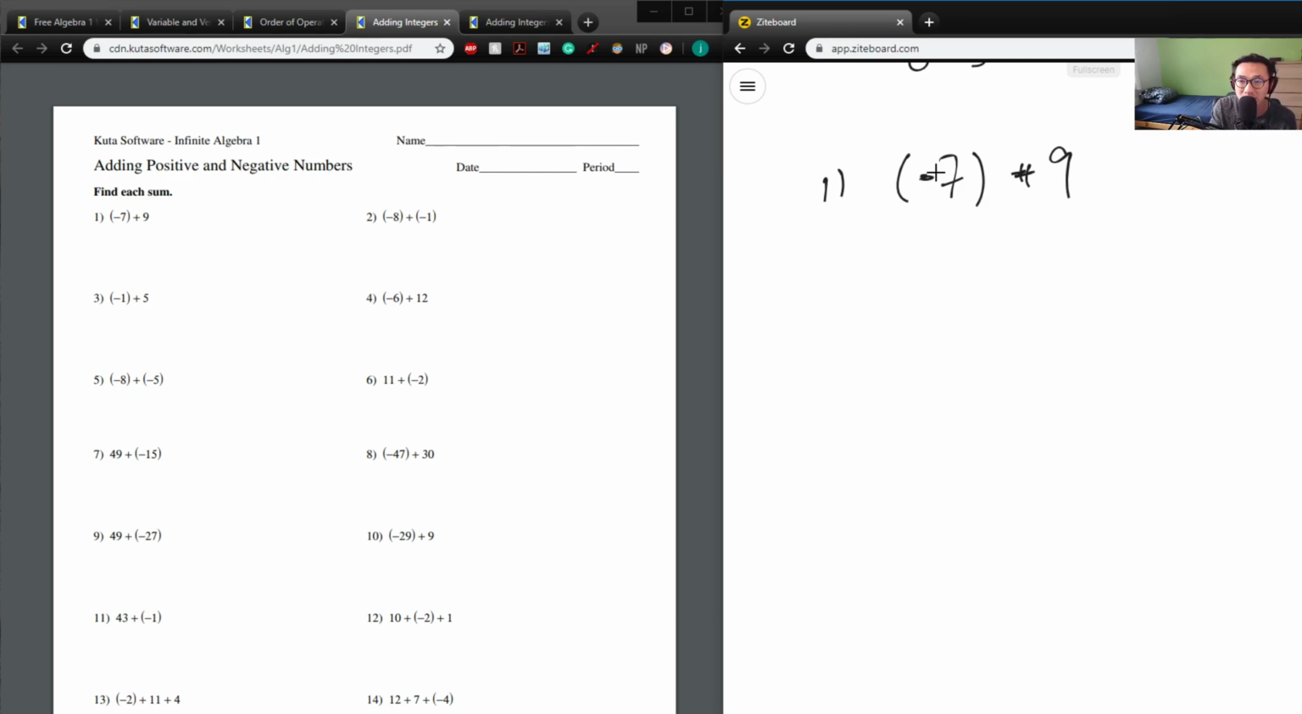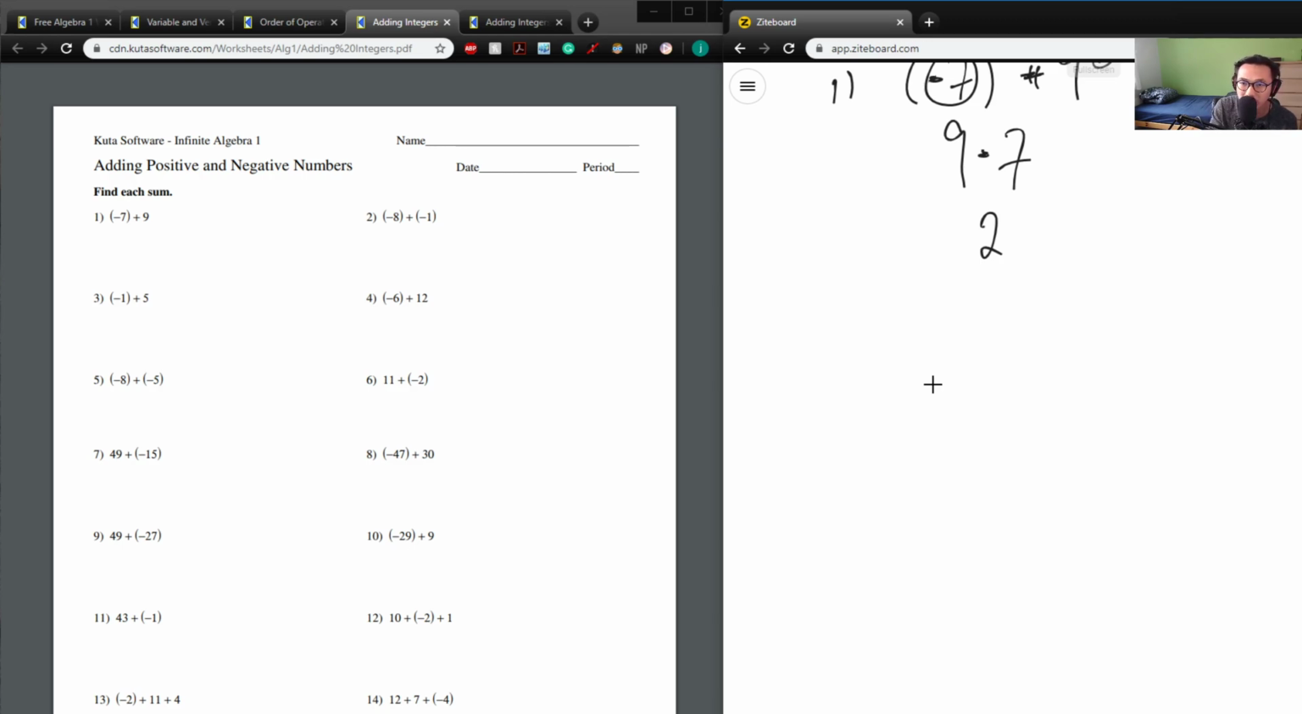So how I rewrite this is I'm going to do 9, and I'm going to bring this negative 7 to the right-hand side. So I'm going to write 9 minus 7 in this case. 9 minus 7 here equals 2. And that's how I work with positive and negative numbers as well. So 9 minus 7 here is 2.